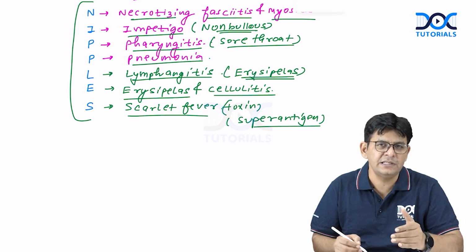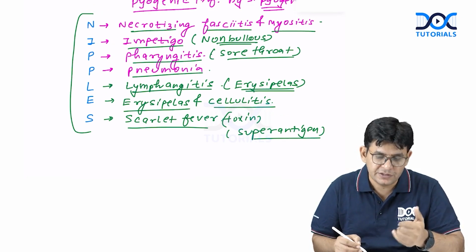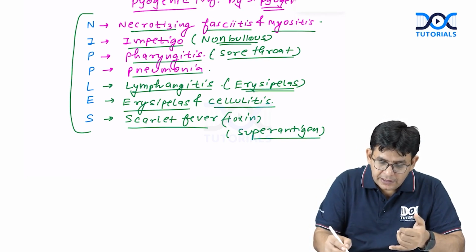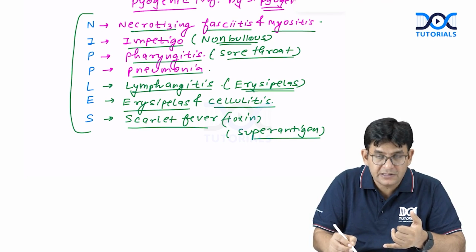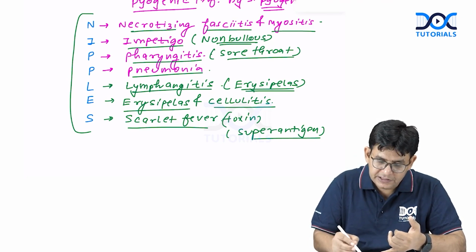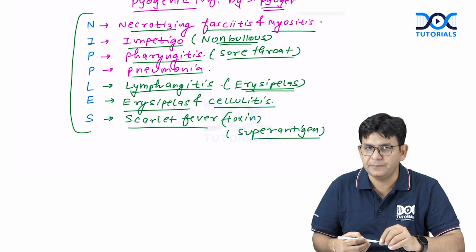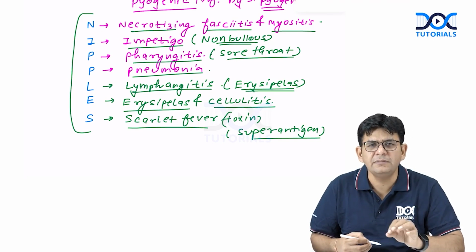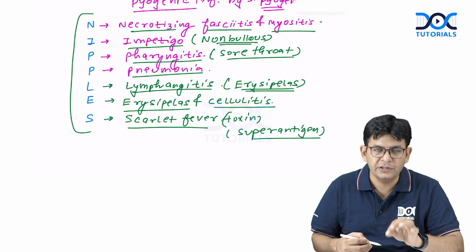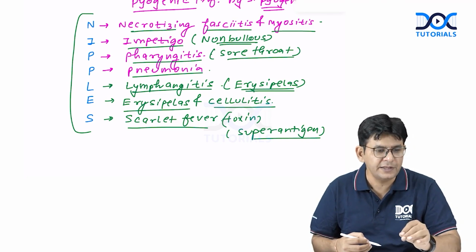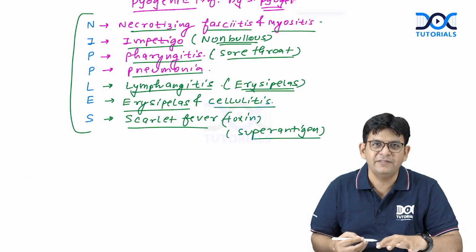Is it fine? So this is important if you want to remember some of the names of the diseases done by Streptococcus pyogenes, and these are which infections? Pyogenic infections. Again, NIPPLES: necrotizing fasciitis and myositis. I is impetigo. P is pharyngitis. P is also pneumonia. L is lymphangitis. E is erysipelas and cellulitis. S is scarlet fever. So at least something you will be able to recall in the exams by this mnemonic for Streptococcus, that is the NIPPLES.